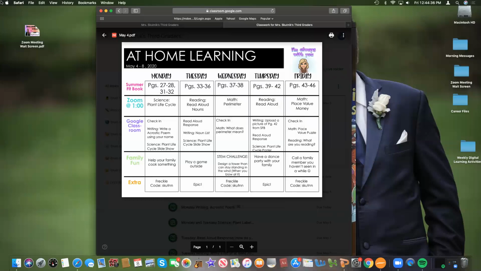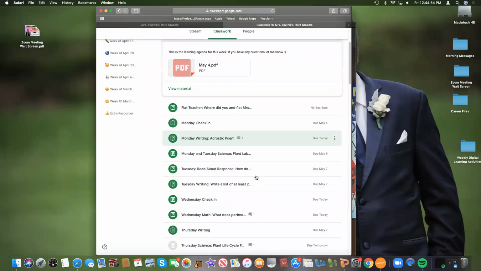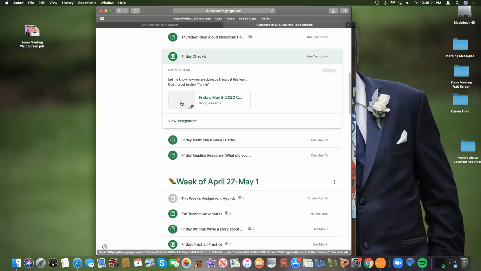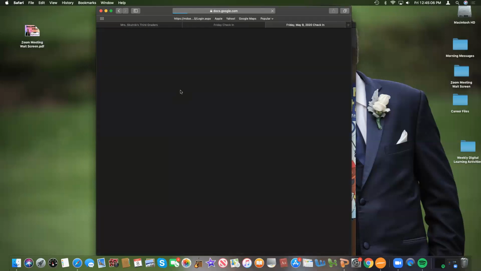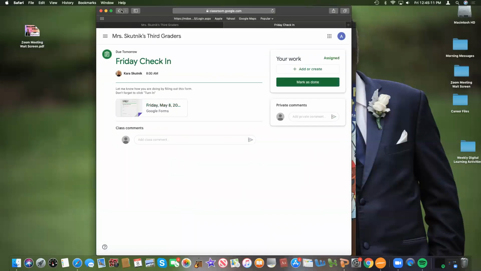Let's hop back over to Google Classroom. We will be talking about place value and money today in our Zoom call. You have 3 things on Google Classroom to do. You have a check-in, you have math place value puzzle, and what are you reading? So let's go over those assignments. They're probably going to be hidden, so you're going to need to click that view more button to see all the assignments for today. For Friday check-in, you just click on that and it opens up to your check-in. You click on the link, you fill out the check-in survey so I know how you're doing today, then you mark it as done if it's complete.